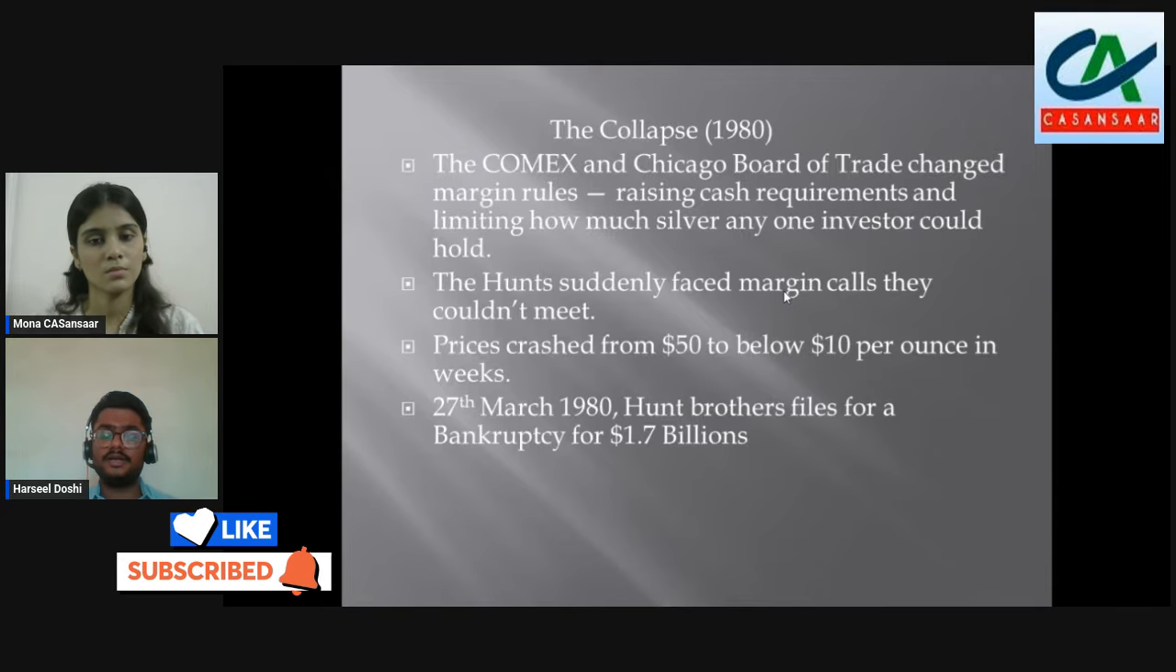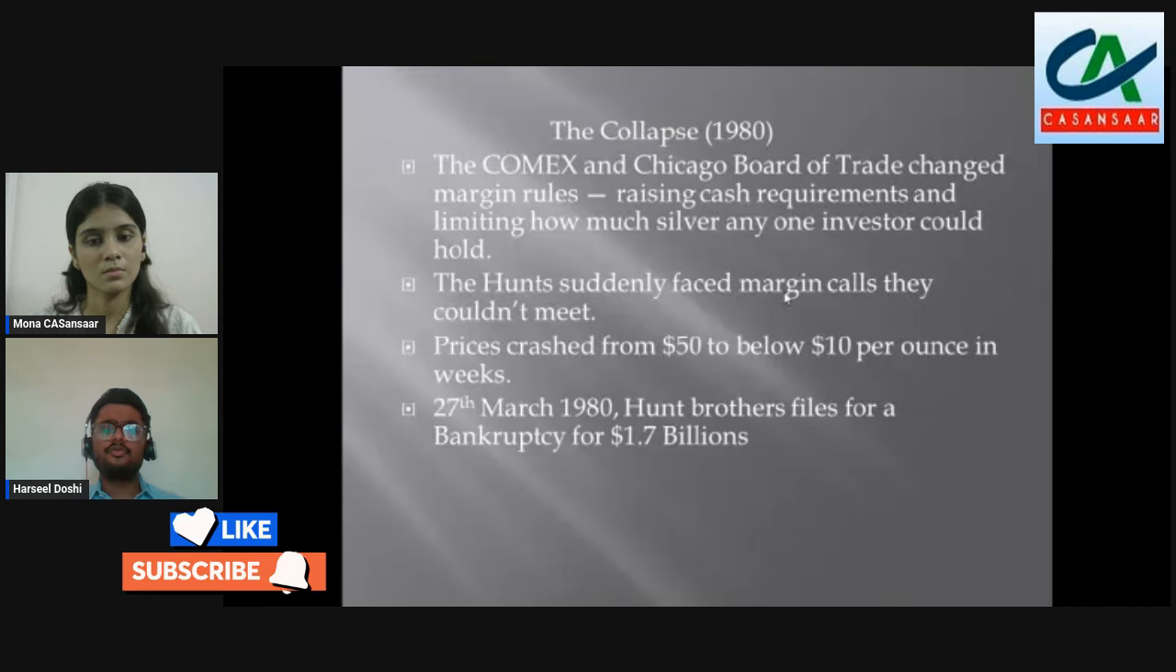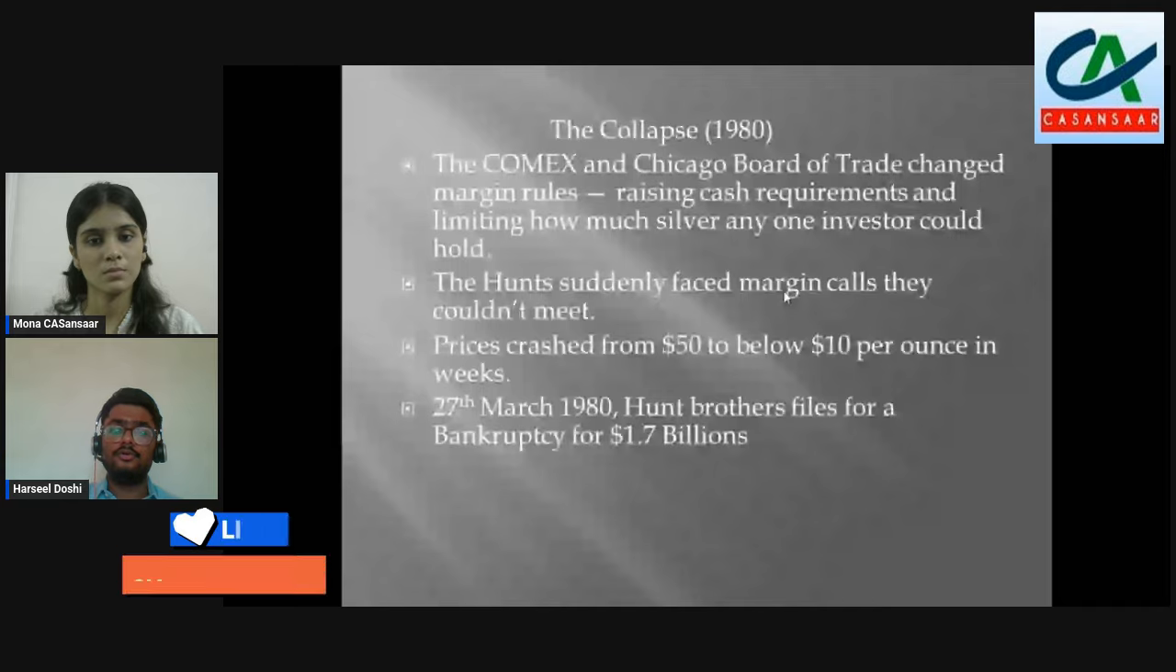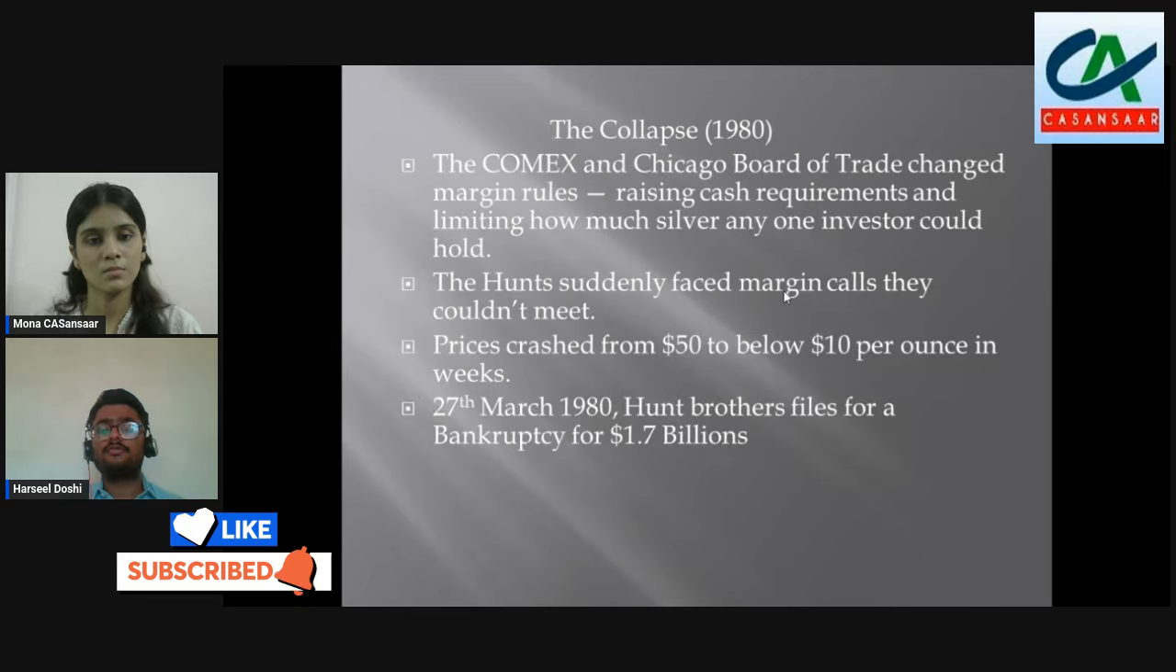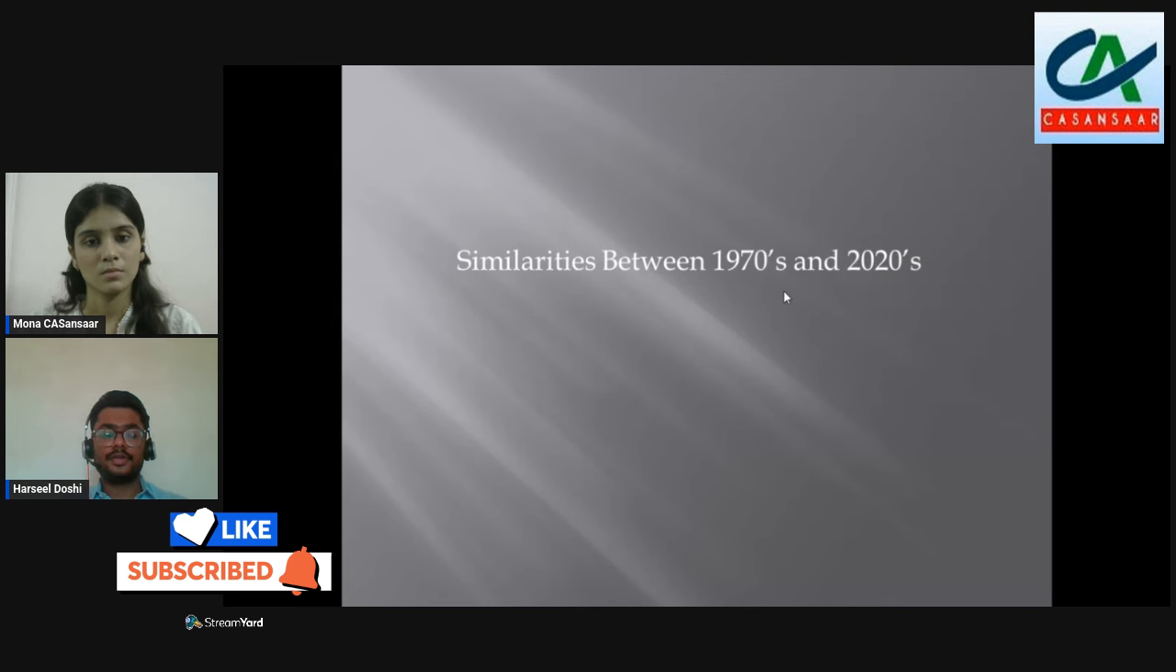So what happened in 1980 when Paul Volcker raised interest rates very fast? Silver started collapsing due to the rise in interest rates, and the COMEX, which allowed trading in silver futures, started raising margin requirements for holding futures. Due to this, the price of silver crashed from $50 to $10 per ounce within a few weeks, and the Hunt brothers faced a loss of $1.7 billion. So this was the massive boom we saw in silver in the decade of the 1970s.